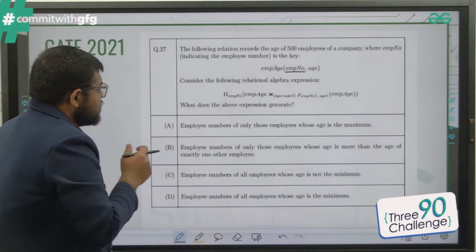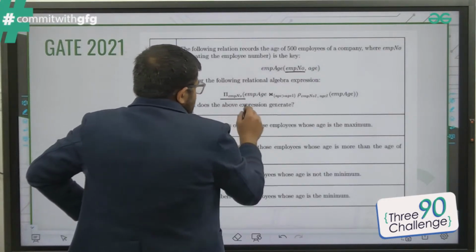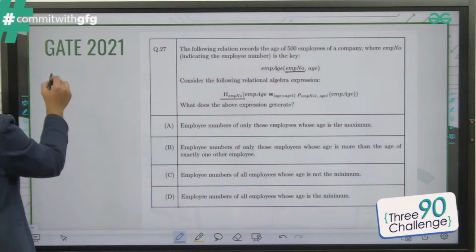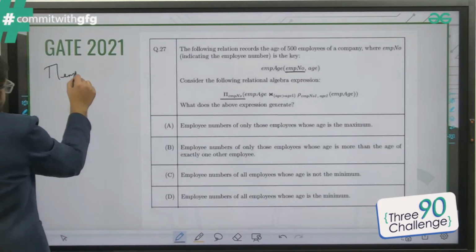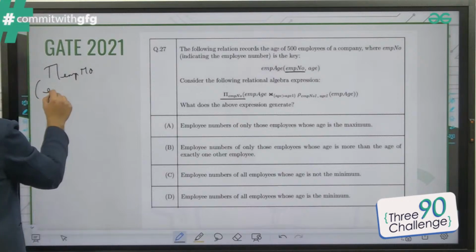So let's see what they are doing. This is the projection on employee number. I'm not sure whether this is clearly visible or not, so let me write it down. So they are taking the projection on employee number, and inside that they have employee age.